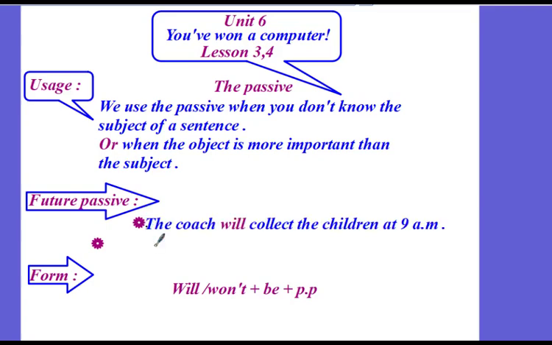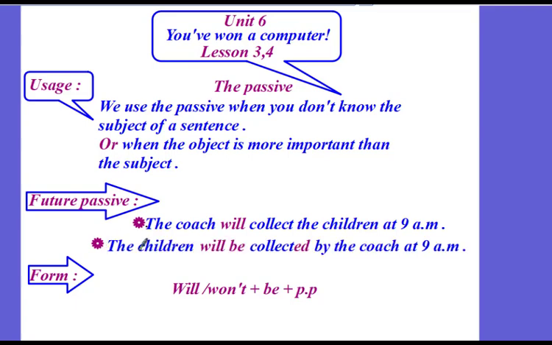First, here we have the sentence in active form. The coach will collect the children at 9. Okay, this is active, so we will turn it into passive. We will start with the children, so it will be the children will be collected by the coach at 9 a.m. What is the form of the future passive? It's will or won't plus be plus PP. Again, will, won't, be plus PP.